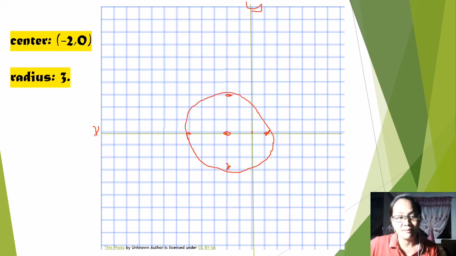Oh gosh, my circle is not good. Anyways, so that is the graph. You can use a compass again.